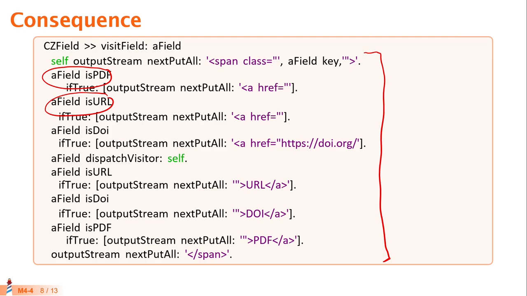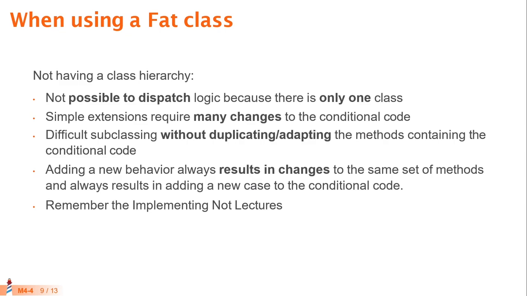But we see that this pattern is really, really evil because it generates a long method that has a lot of conditional code. So, the consequence of having a fat class basically is that we are taking all our naturally existing hierarchy.